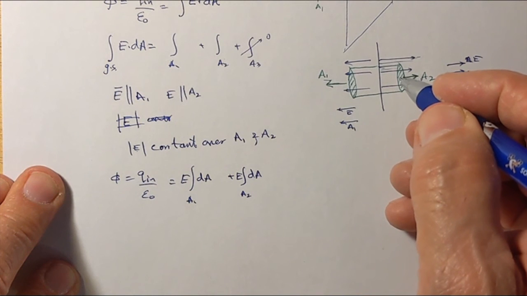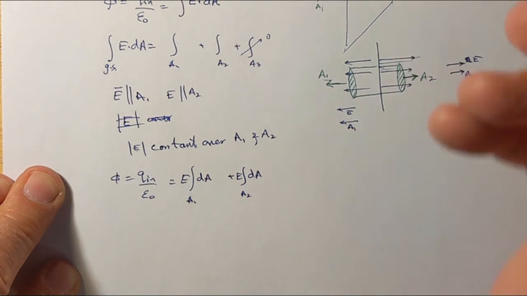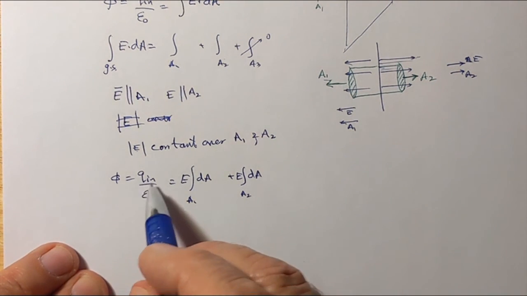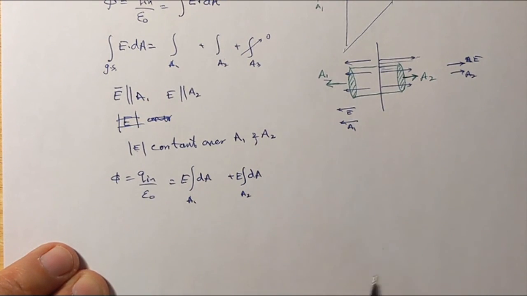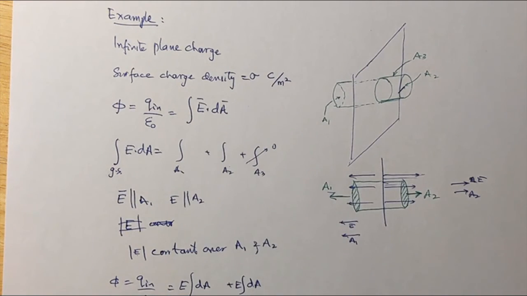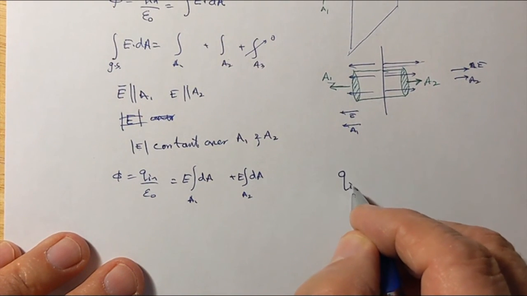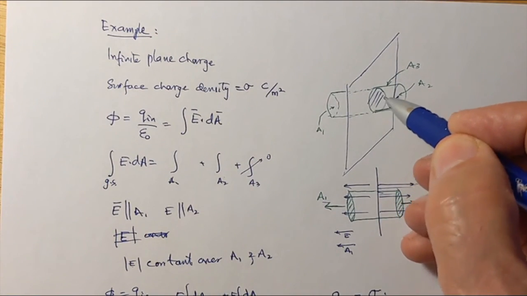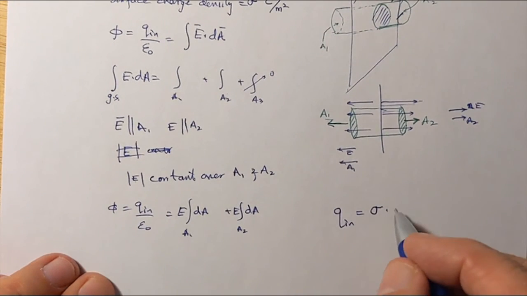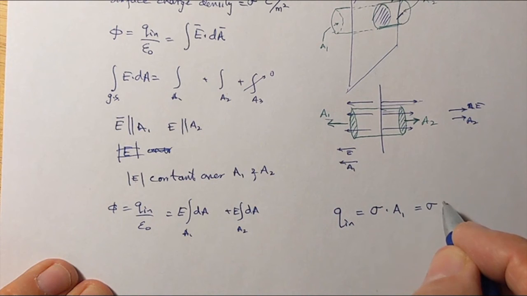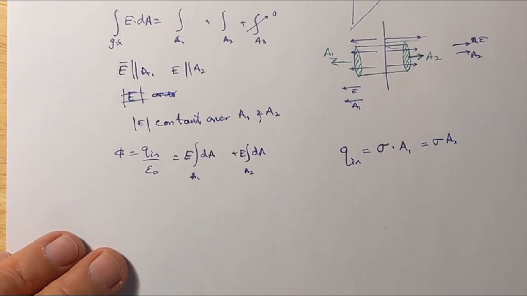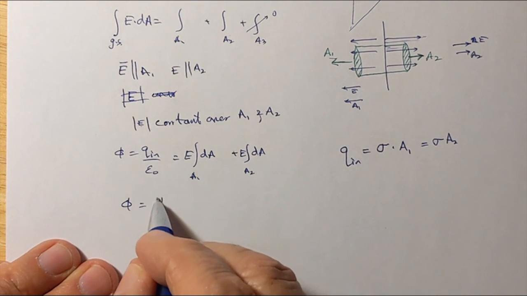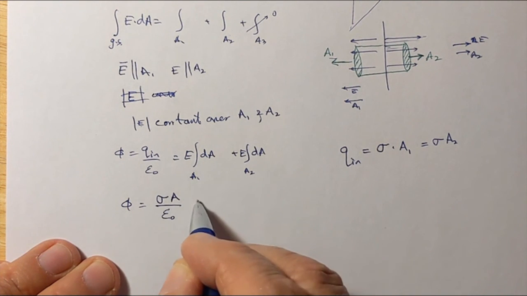Now we can assume this cylinder to be of some radius or some area. What we have to figure out is how to write Q in, and we've taken sigma as the surface charge density, and therefore Q in is going to be equal to the surface charge density times this area, which is the same as A1, which is the same as A2. So you can write it as A1 or A2 or simply A. And now we can replace that here.